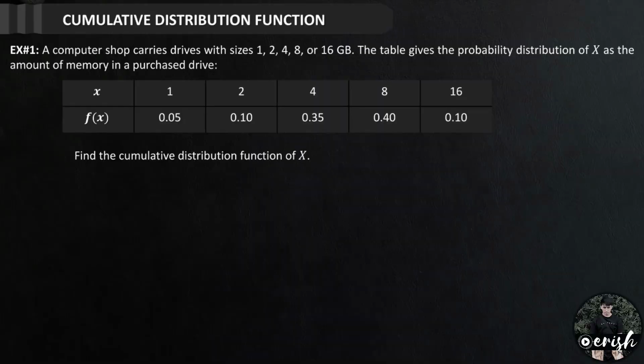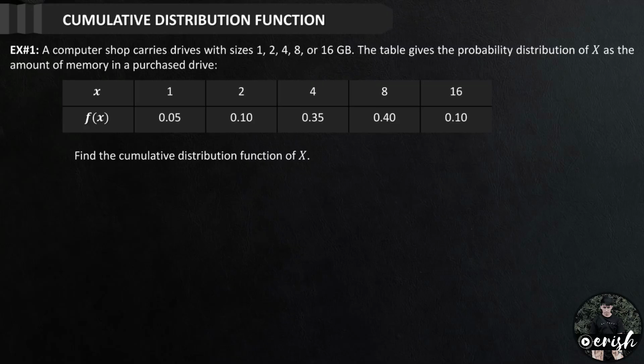Example number 1. A computer shop carries drives with sizes 1, 2, 4, 8, or 16 gigabytes. The table gives a probability distribution of x as the amount of memory in a purchased drive. So we have the probability distribution. Find the cumulative distribution function of x.